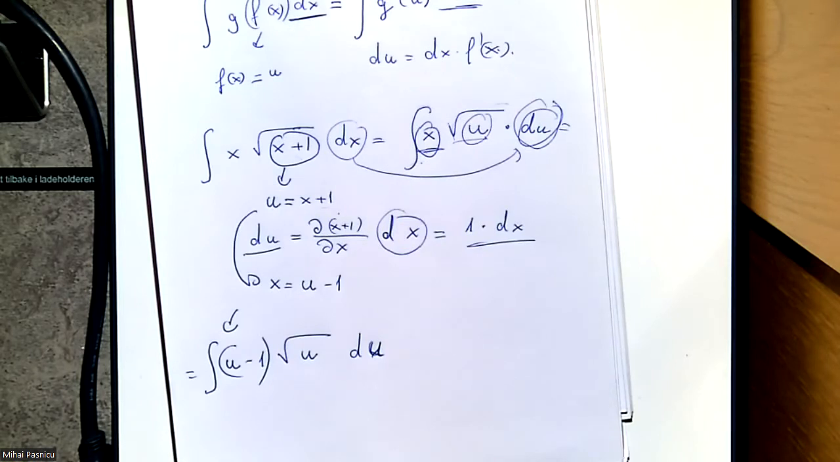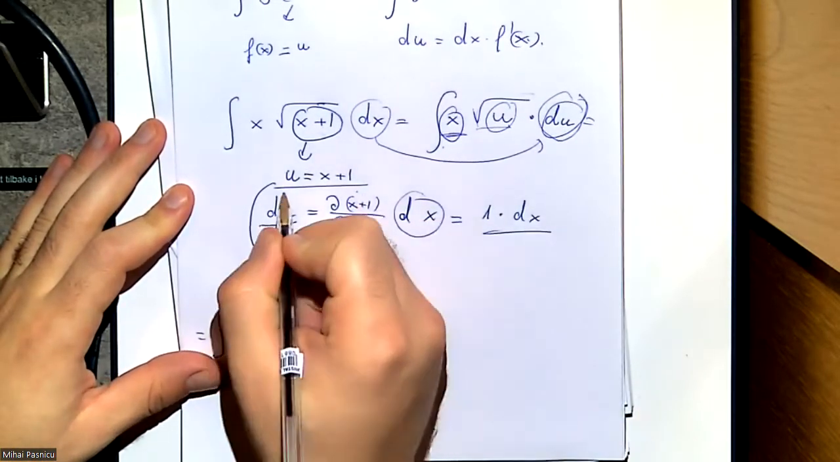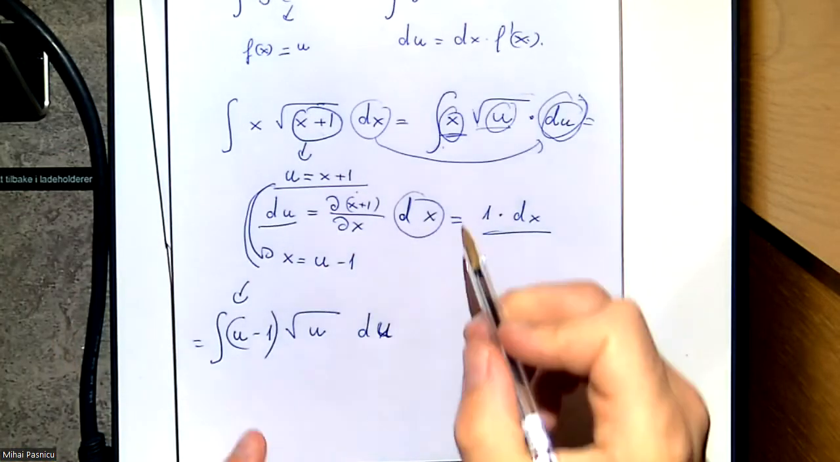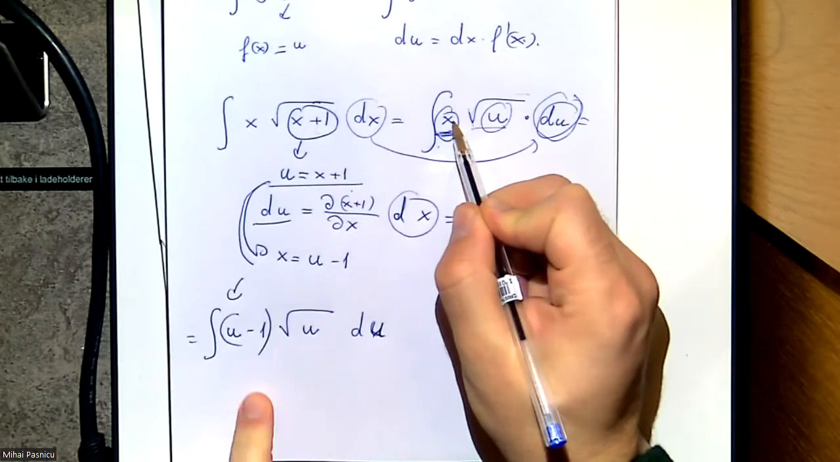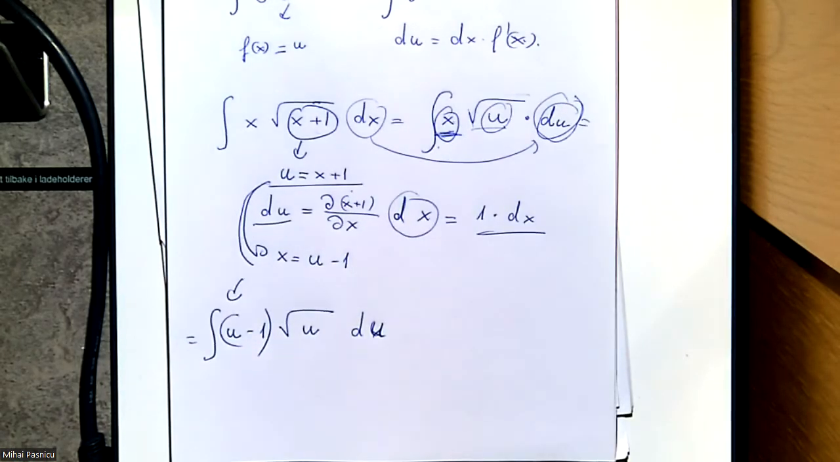It doesn't make sense. So I need to get rid of that x. I need to write that x in terms of u. So I thought, okay, if u is equal to x plus 1, then x is just equal to u minus 1. So what I do is I just replace this x with u minus 1. And now I have to solve this integral. And you might say, okay, but this doesn't look much better.